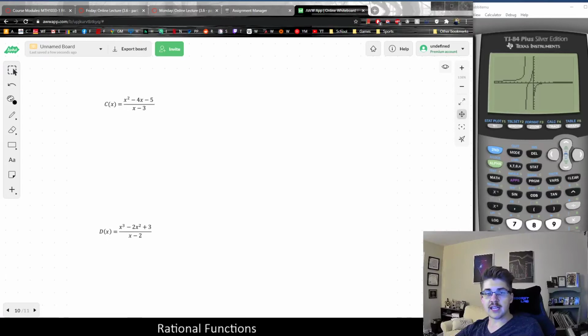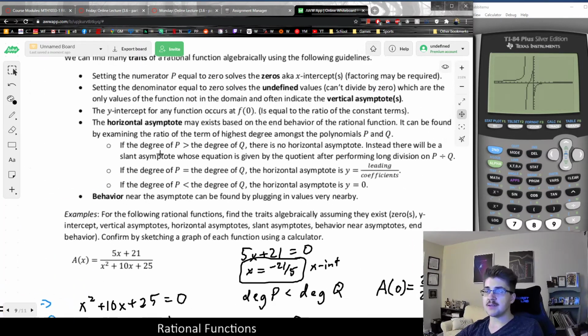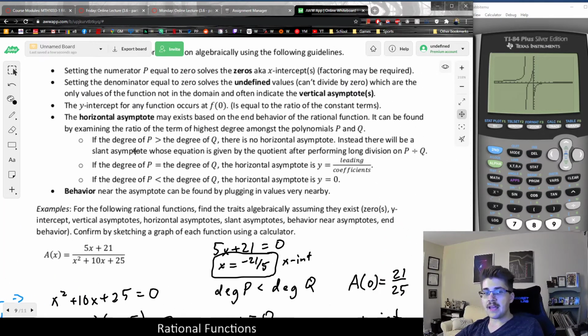In this video, I wanted to look at a rational function where the degree of the numerator was actually larger than the denominator and talk about, again, all the same sorts of things. And going back over the guidelines for that specific case, in the case that the degree of the numerator polynomial is larger than the degree of the denominator polynomial, it says that there is no horizontal asymptote.